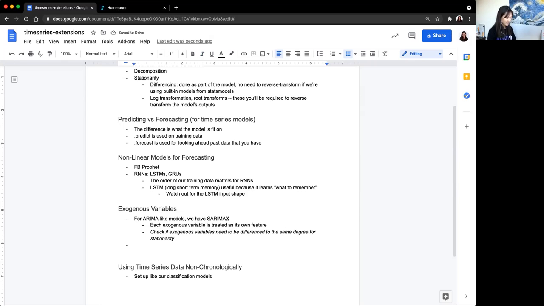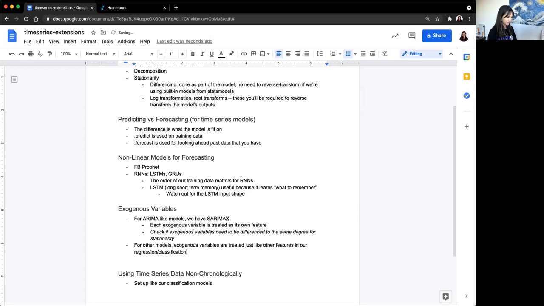So for LSTMs, and actually similar for Facebook Prophet, exogenous variables are treated just like any other X variable. So you don't have to really think about feature engineering your exogenous variables as much. Exogenous variables are treated just like other features in our regression or classification models. Cool.